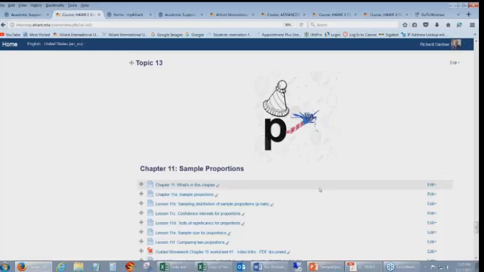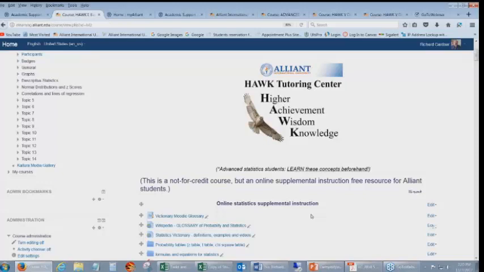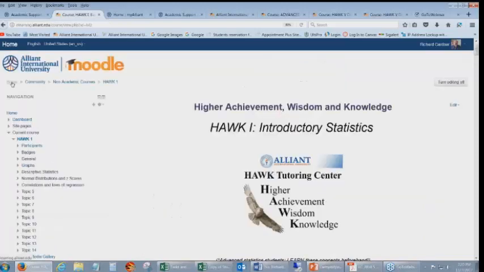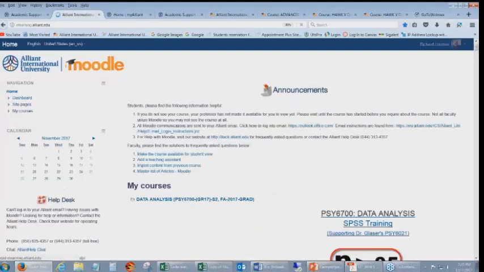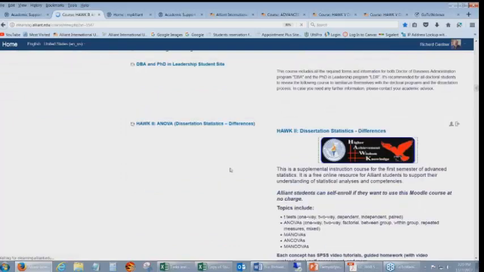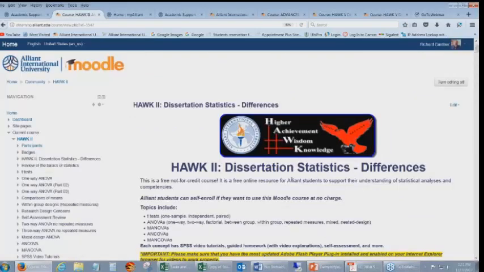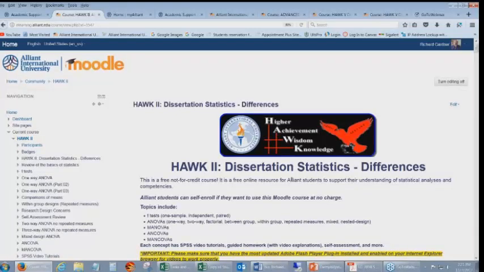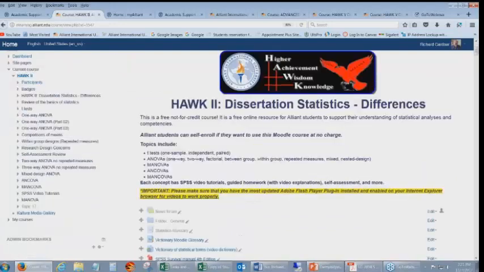Hawk 2 is aligned with the first semester of advanced statistics here on this campus. I basically follow Dr. Gewurz's teachings. He was the one that got me going in the first place, and I understand him quite well, and he goes quite deeply into the statistics, and I hire my students from his course. So some of the Dr. Gewurz students that do well, I hire as tutors.